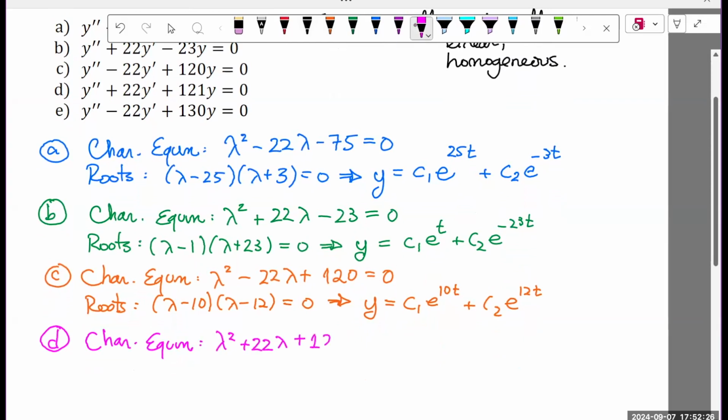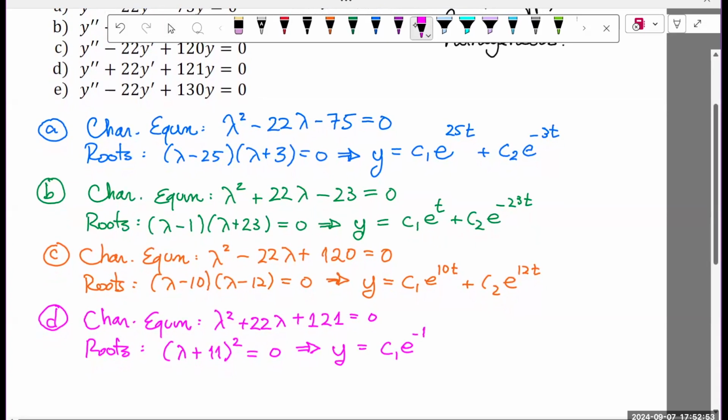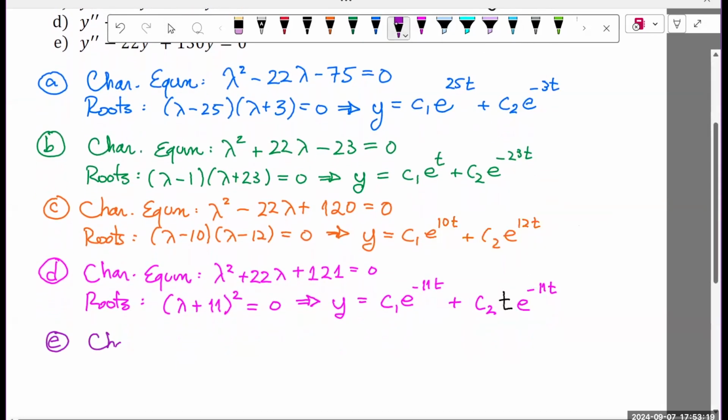Problem D, we have repeat roots, and so you need one solution of the form e to the minus 11t and one of the form t e to the minus 11t. And finally, in problem E, we have a complex root, and so we get a solution of the form e to the 11t with a linear combination of a sine and cosine.